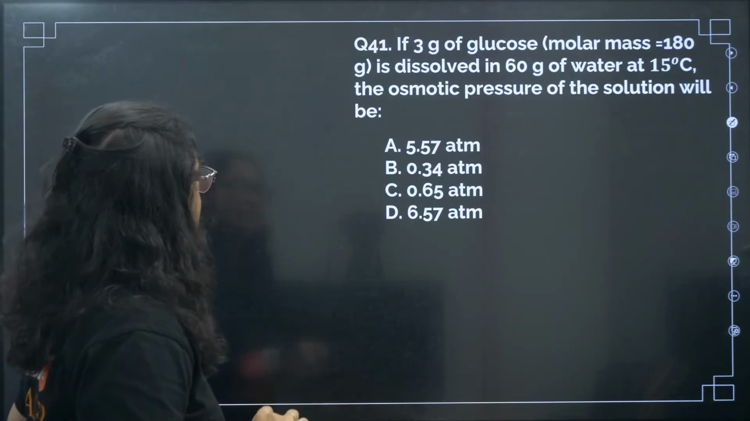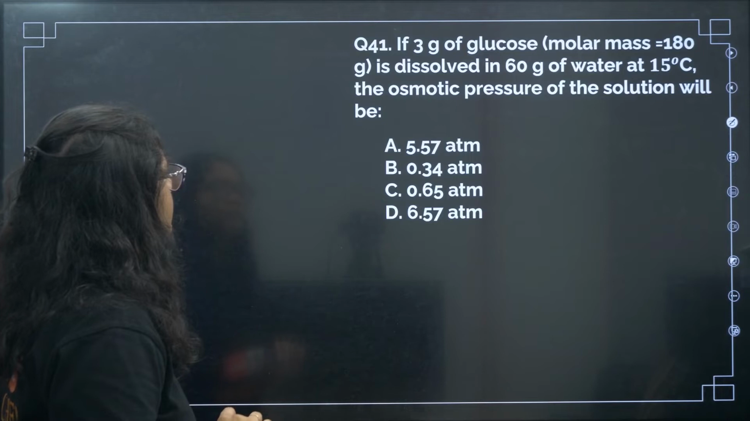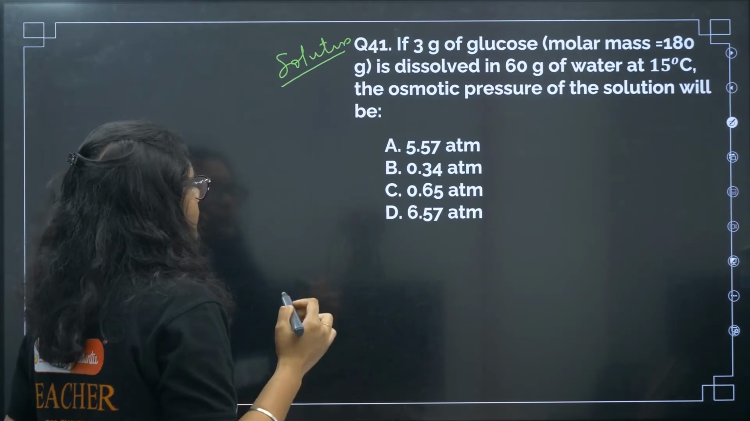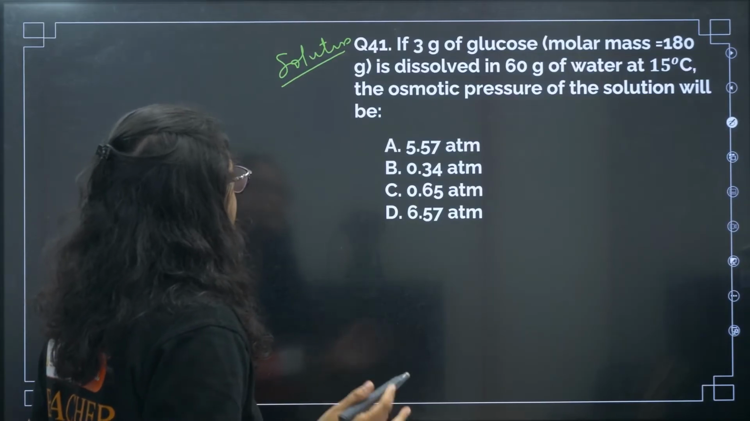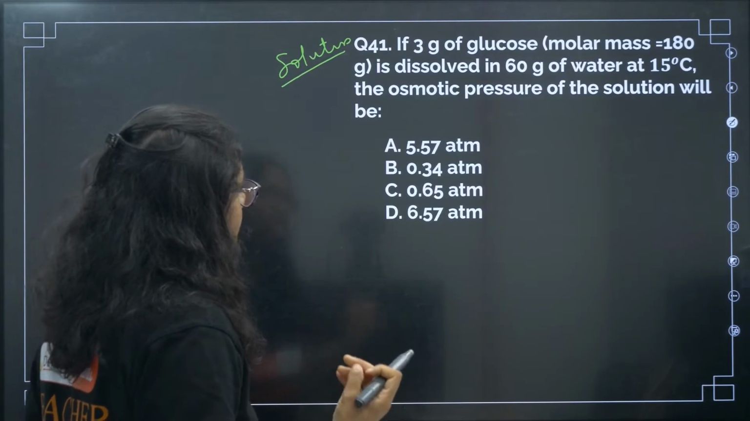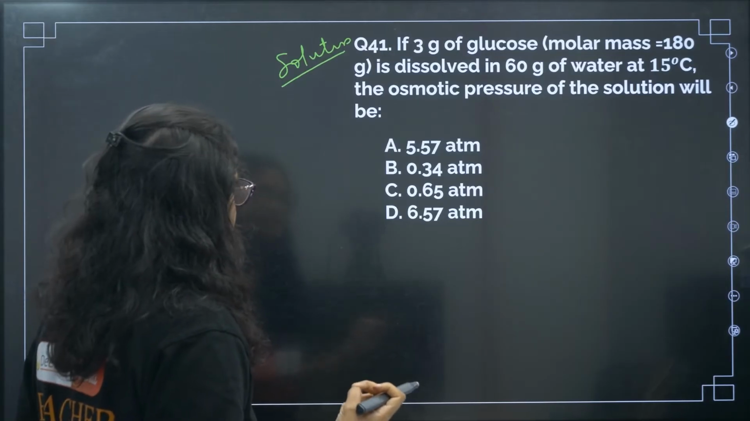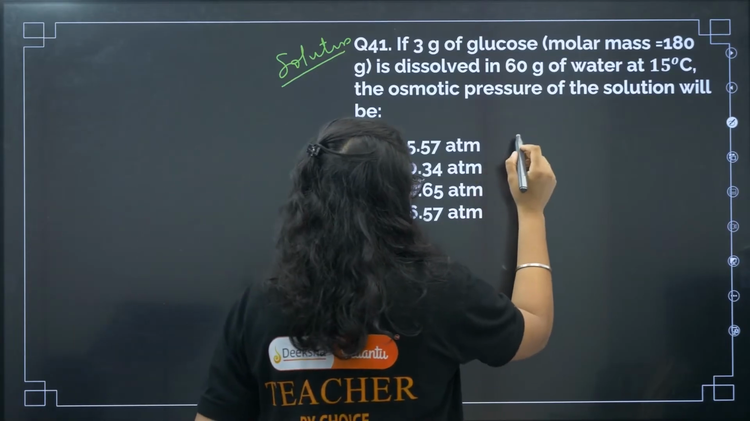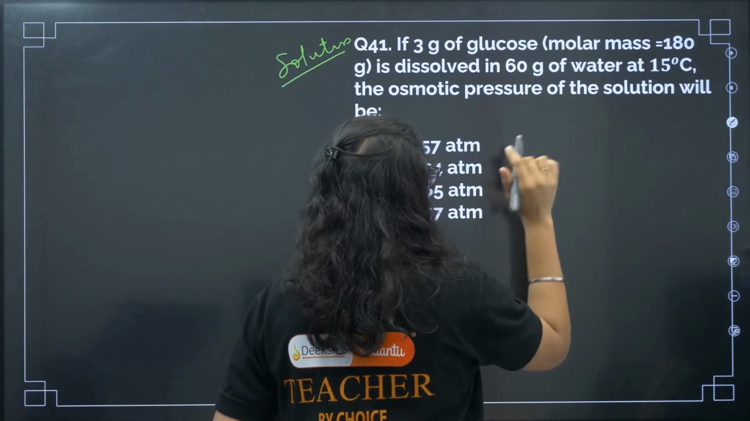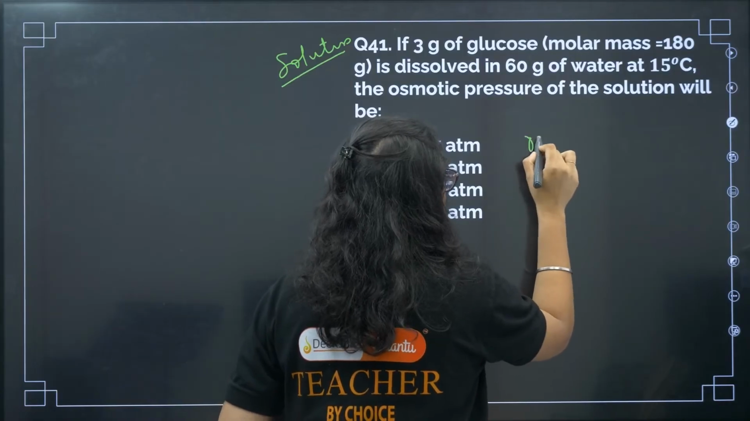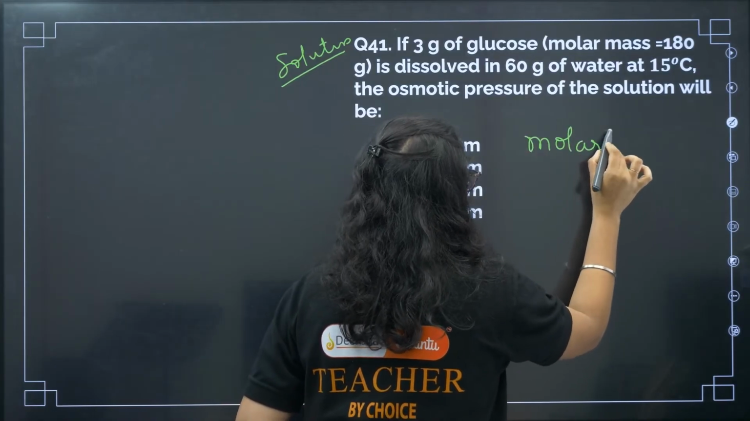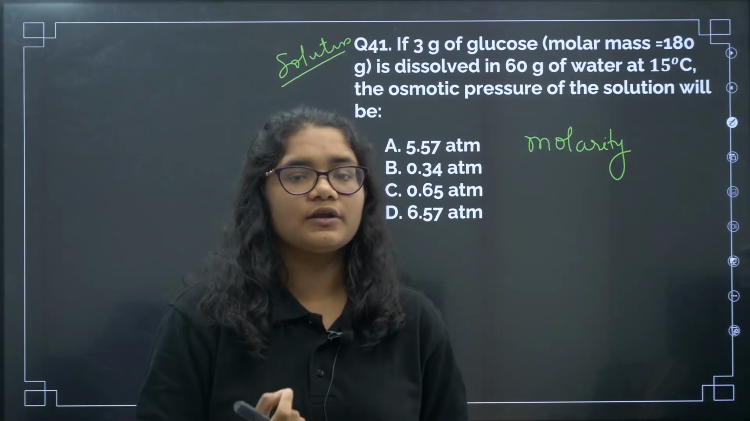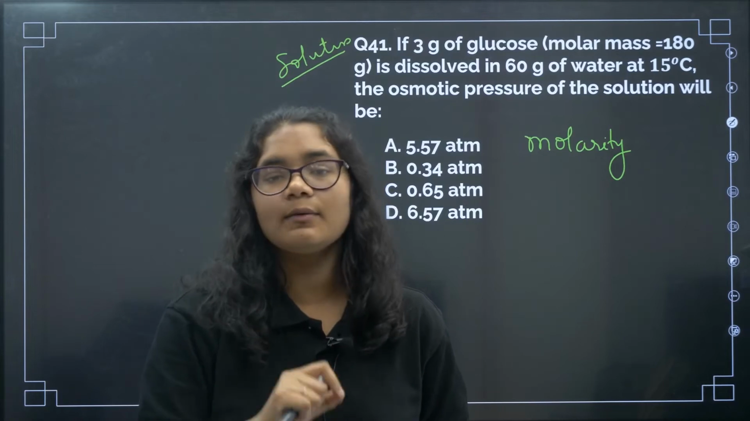Now let us see the next question, 41. Again this is from your solutions chapter only, colligative properties. If 3 gram of glucose of molar mass is dissolved in 60 gram of water at 15 degrees Celsius, the osmotic pressure of the solution will be. Now generally for osmotic pressure questions, we use the term molarity, but for that we need to know the volume of the solution. In case the volume of the solution is not given, we need to calculate it using the molality formula.